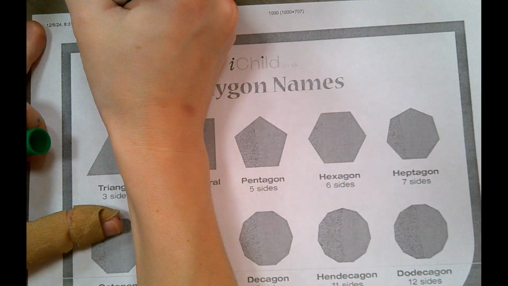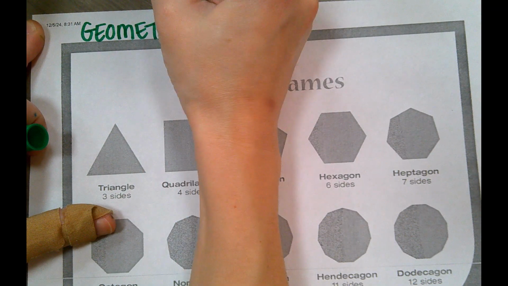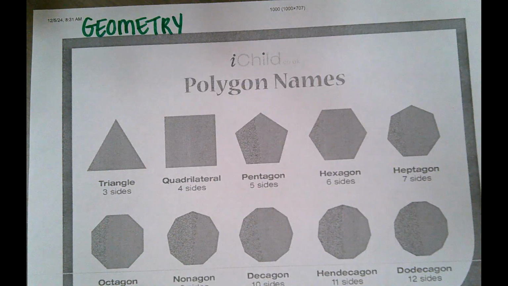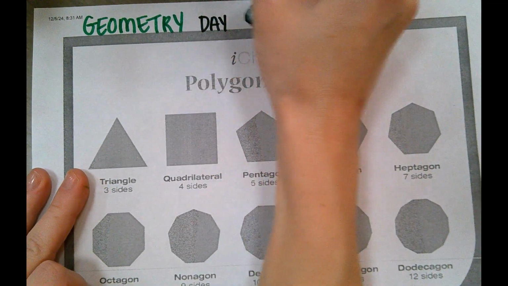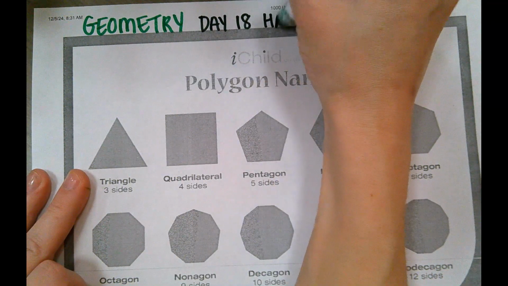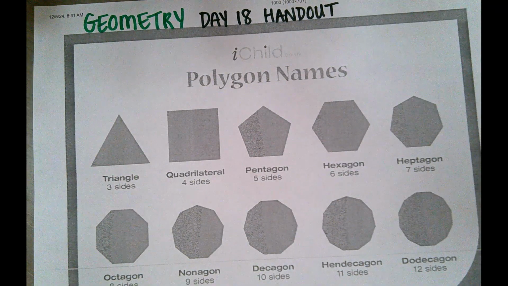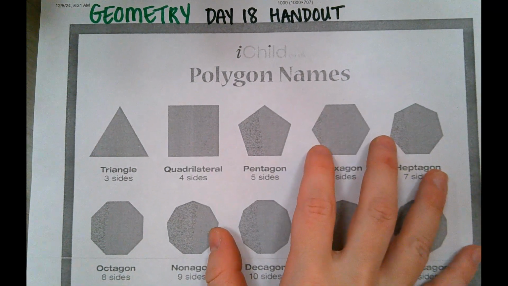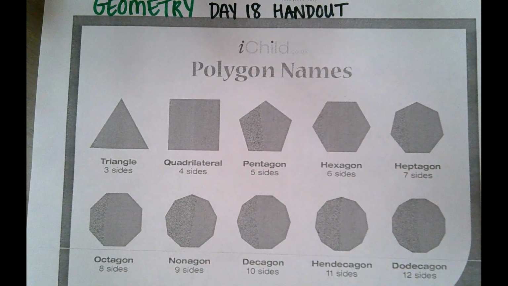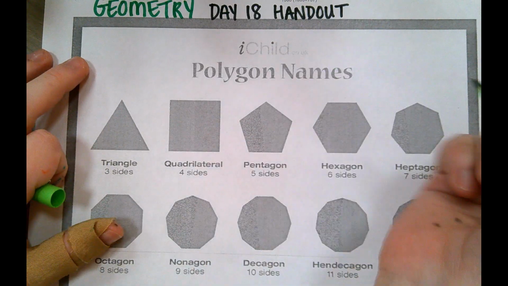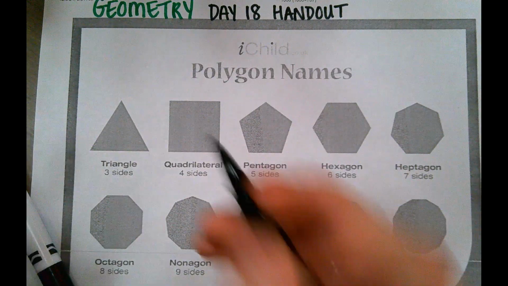It is day 18 in geometry today. So I'm going to label this handout that we all have. Geometry, this is our day 18 handout. We will be using this for our notes today. Anything that I write on this paper, you should also write, that way you're not missing anything. And what is it? It's Tuesday, November 4th.